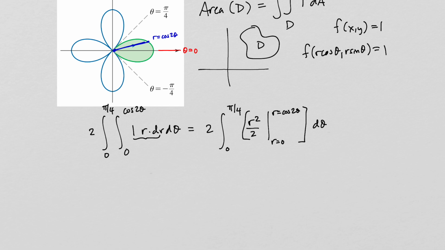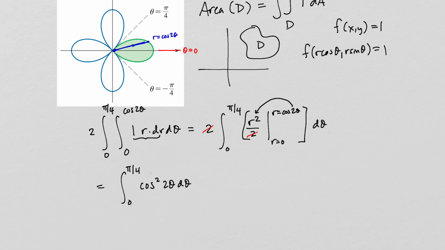Now, if you want here, you can go ahead and just cancel these 2's. I think that's a good idea. Let's go ahead and do that. So what we have now is the integral from 0 to pi over 4. And then r squared, you're going to plug cosine of 2 theta in there. So that's cosine squared of 2 theta d theta. Of course, when you plug in 0, you get 0.